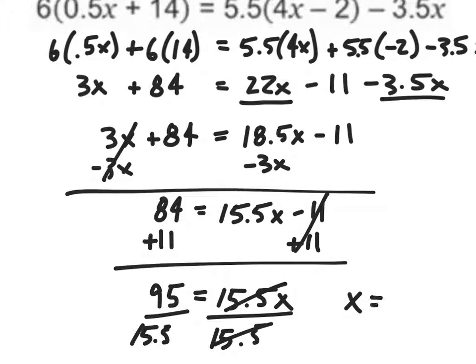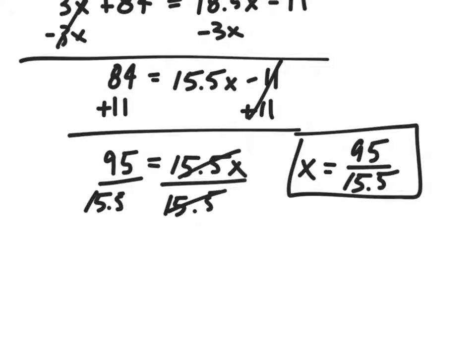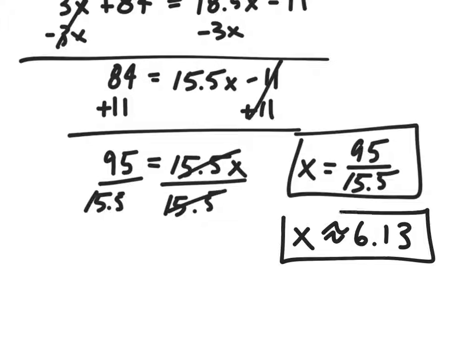So I've got x is equal to 95 divided by 15.5, and that answer is going to give us some sort of crazy decimal. So let's leave this for now as 95 over 15.5. That's our answer. But then let's also write that as x is approximately 6.13, and that's how we want to leave our answers. So that's all I've got for this.